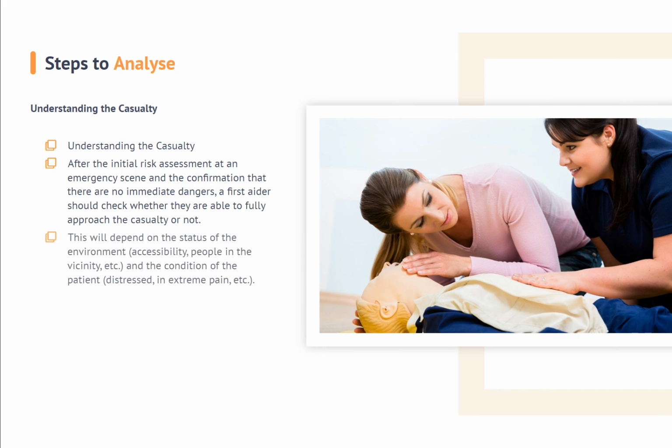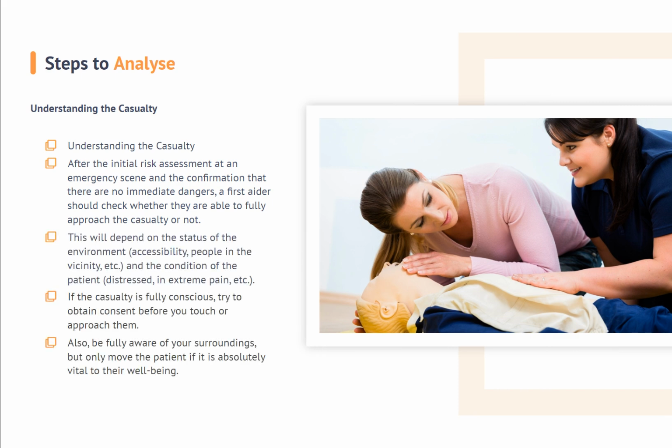Understanding the casualty. After the initial risk assessment at an emergency scene and the confirmation that there are no immediate dangers, a first aider should check whether they are able to fully approach the casualty or not. This will depend on the status of the environment, accessibility, people in the vicinity, etc., and the condition of the patient, distressed, in extreme pain, etc. If the casualty is fully conscious, try to obtain consent before you touch or approach them. Also, be fully aware of your surroundings, but only move the patient if it is absolutely vital to their well-being.